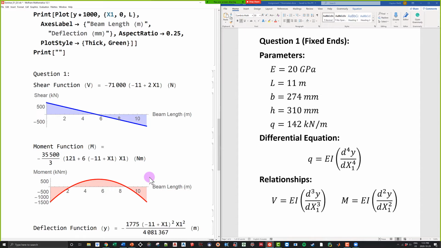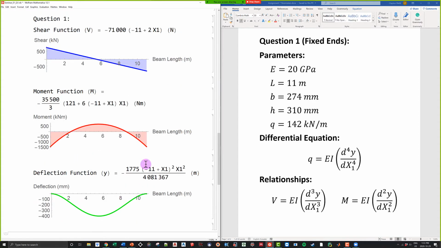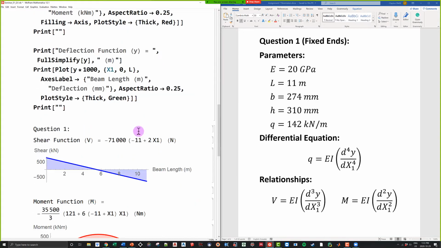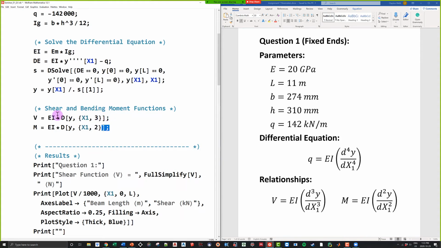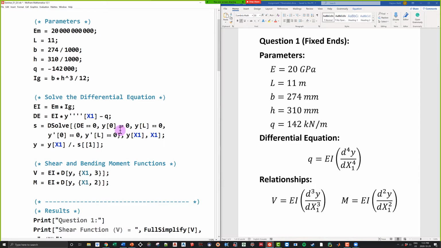It should be one order higher than the shear function. So this is how we do part A of the question, and again, part B, C, and D for the stress components. It's quite simple now that we know both V and we know M. We just have to plug and chug it into the formulas. We don't even really have to worry about any derivatives, so it's good to go. So this is it for question number one.